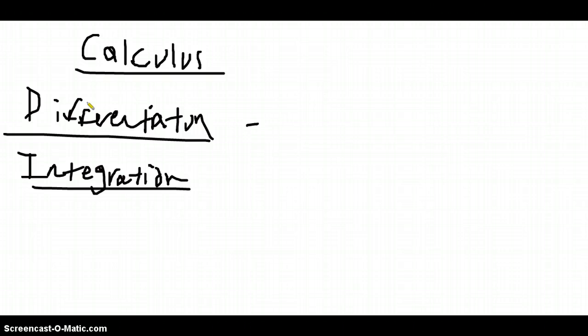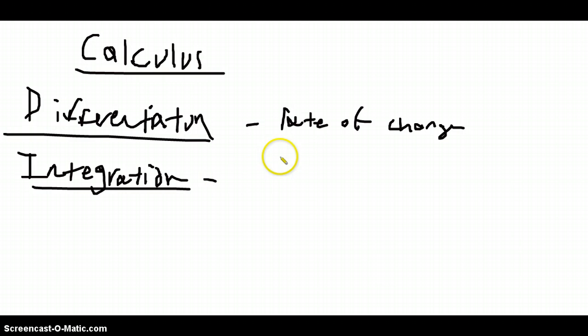Differentiation is one part of calculus that we study, and it's finding the rate of change of a function. And we have integration, which is for finding a function having a greater rate of change.